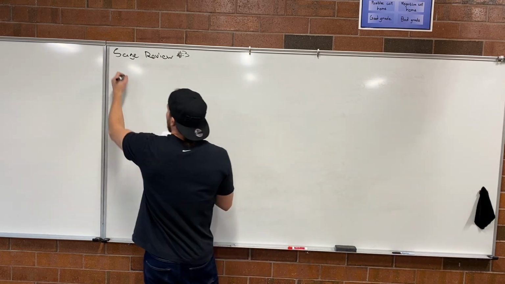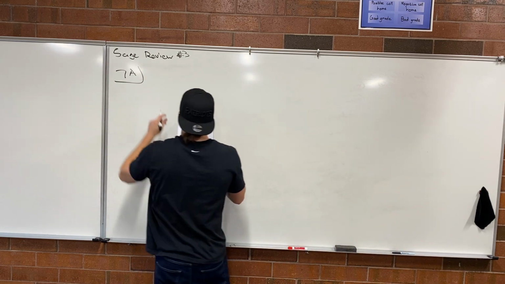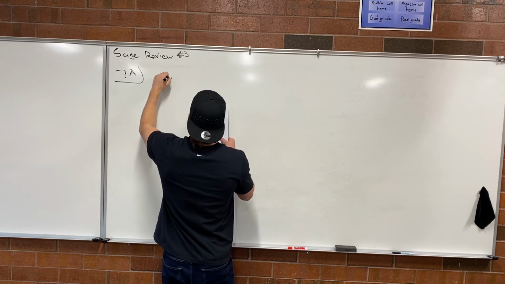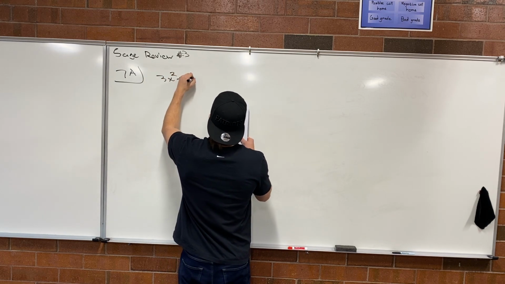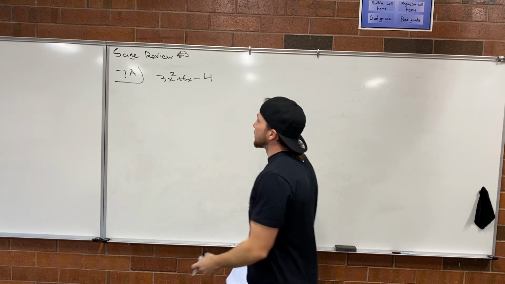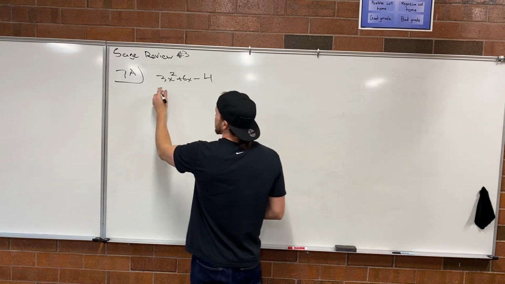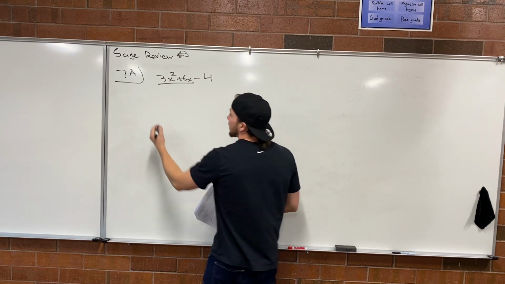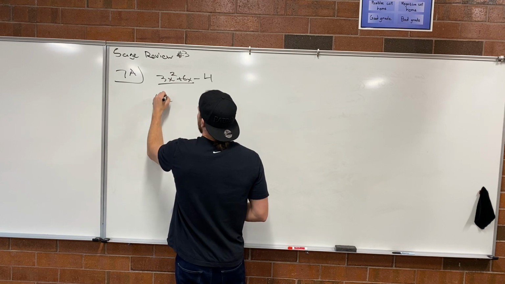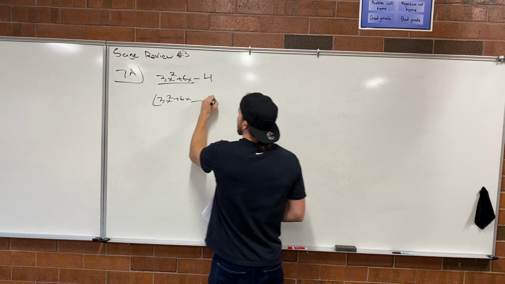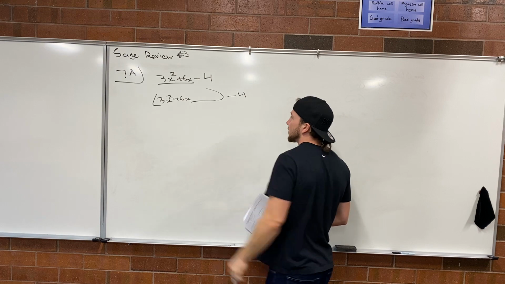So we're completing the square. This is 7A. We've got 3x squared plus 6x minus 4. Okay, so the first step stays the same. The first step is to kind of get these on their own in parentheses. 3x squared plus 6x, leave a blank space and go minus 4.